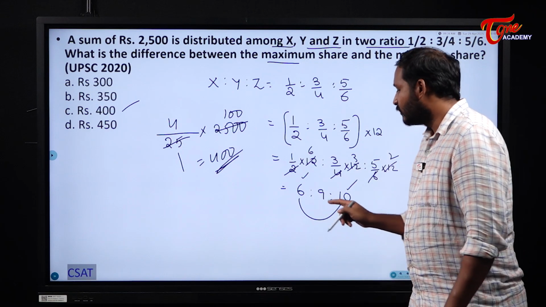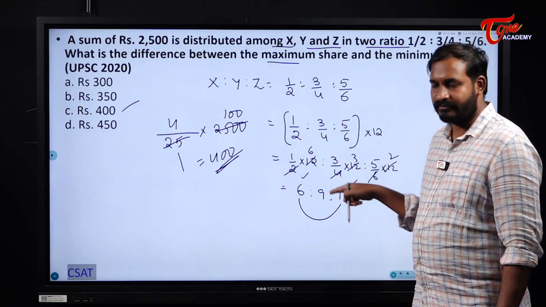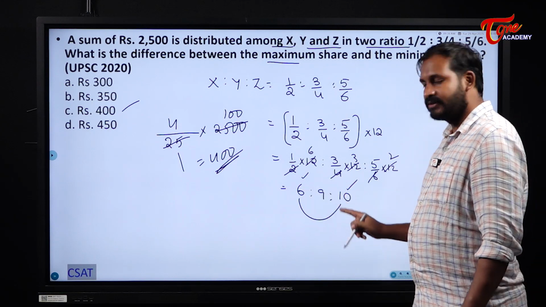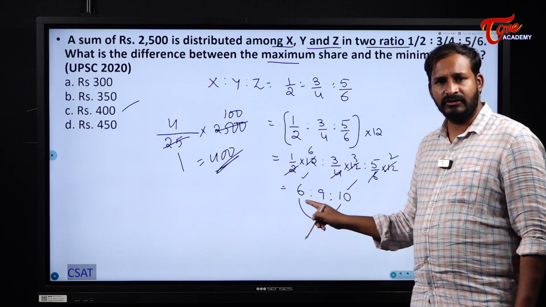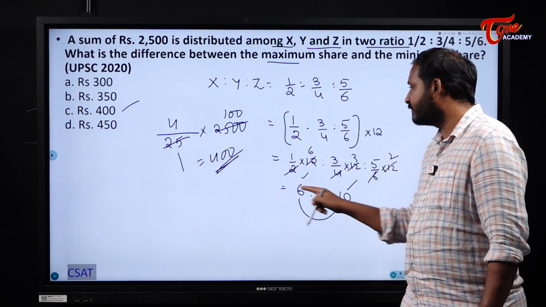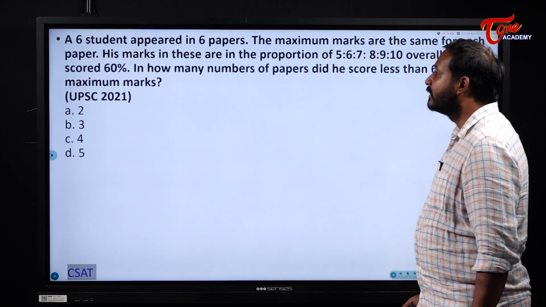Very simple. Don't waste your time finding what 6 parts, 9 parts and 10 parts are, and then subtracting. Directly, the difference between the ratio terms is 4 parts, and that will be the answer. 4 parts out of the total parts, which is 25, into 2500. Next one.